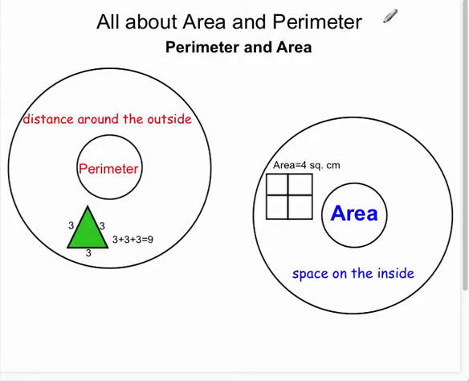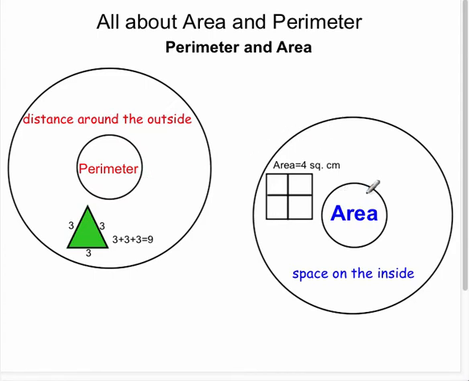What you are looking at here are two circle maps. They are all about area and perimeter. The first circle shows perimeter. That's the word that's written in the middle. Around it tells what perimeter means. Perimeter is the distance around the outside. And there's a shape here, a triangle, and the triangle has 3, 3, and 3. If I go all around the outside and add up those threes, 3 plus 3 plus 3 equals 9, that is an example of perimeter.